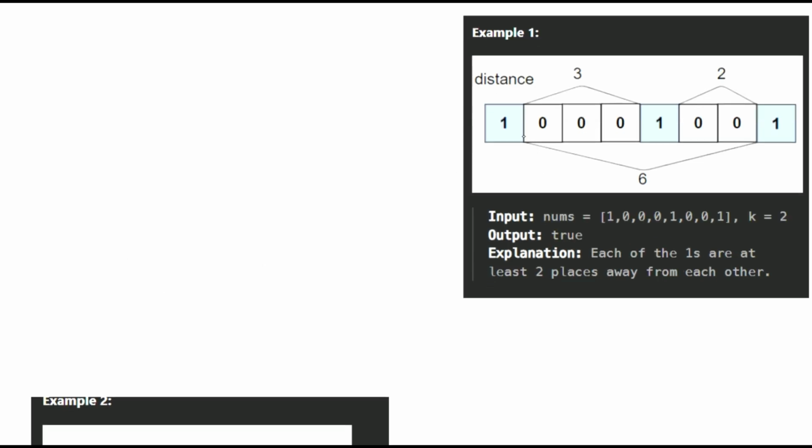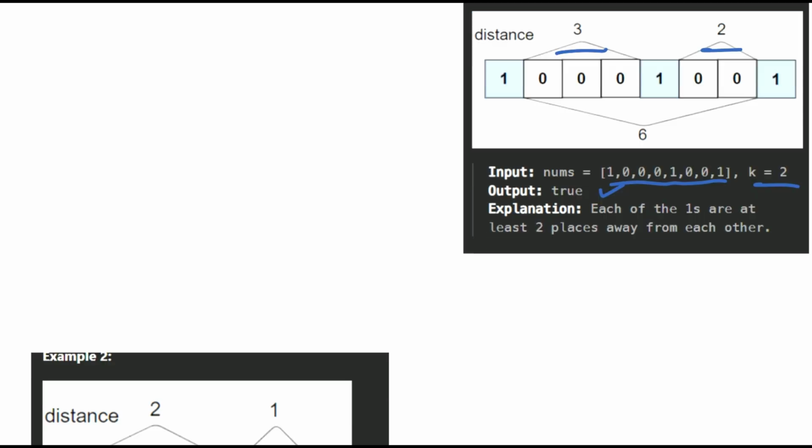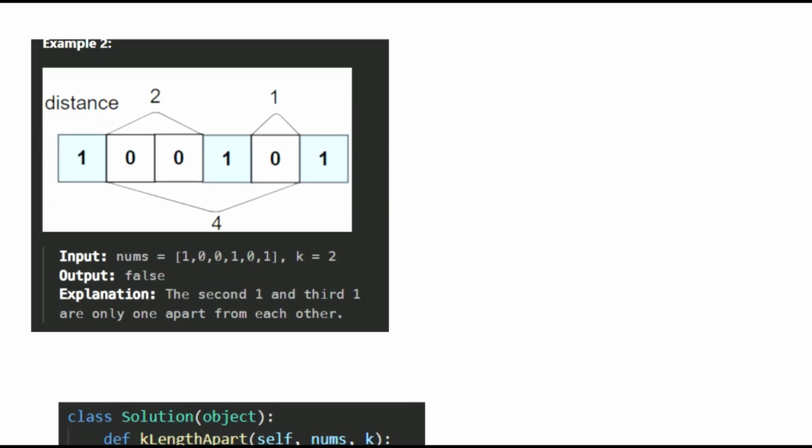In this example 1, we can see the nums are 1 0 0 0 1 0 0 1 and k equal to 2. Between 1 and 1, here we have 3 zeros, and here we have 2 zeros, so it is true here. Each of the ones are at least two places away from each other. And in example 2 also, the k is 2 here also, but the number of zeros between 1 and 1 here is 0, so this should return false.